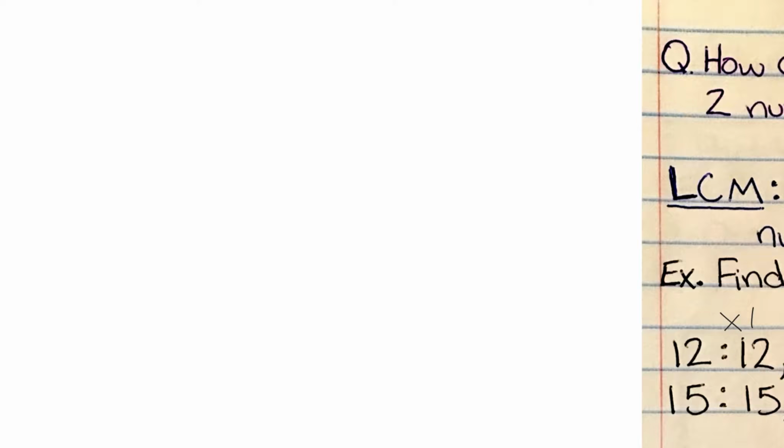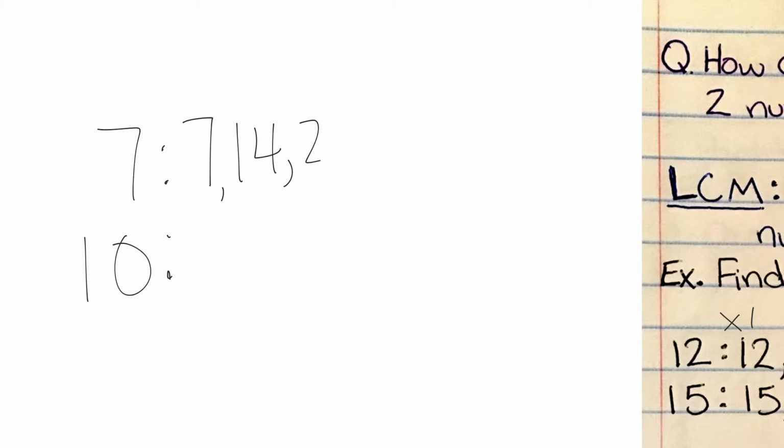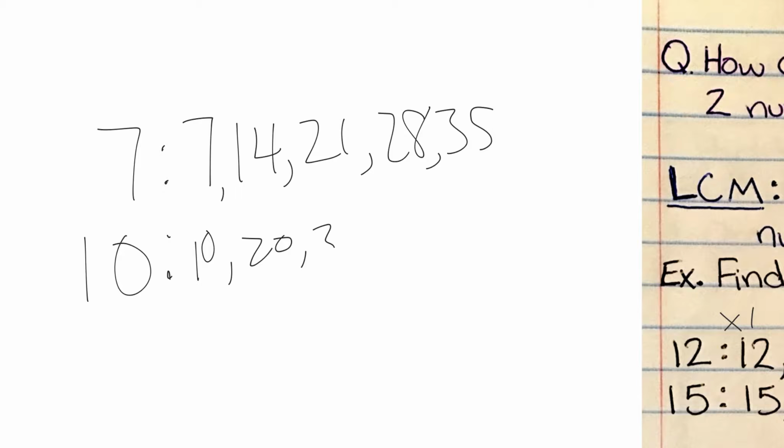Let's try 7 and 10. 7 and 10. Those work. Okay, so let's list the first 5 multiples of 7. So you've got 7, 14, 21, 28, 35. Okay, so that's the first 5. And then for 10s, we've got obviously 10, 20, 30, 40, 50.